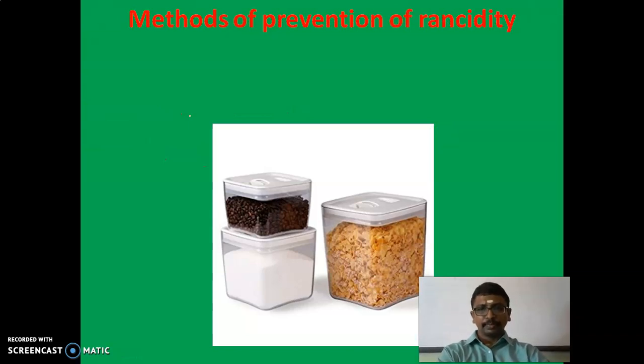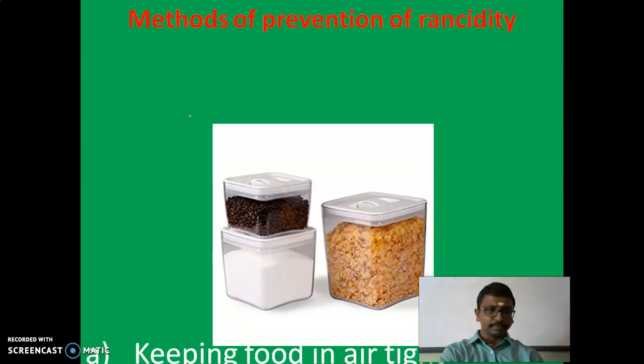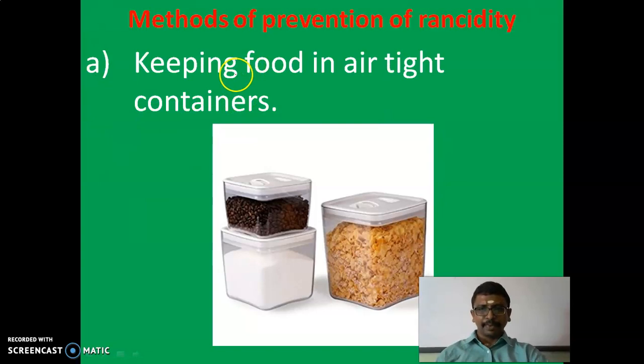So methods of prevention of rancidity. How can we prevent rancidity? The first is keeping food in an airtight container. So we have to preserve the food in airtight containers, with the help of boxes. If we preserve food items in those boxes, no air will pass inside the boxes. So the oxidation is prevented and the rancidity will not take place.